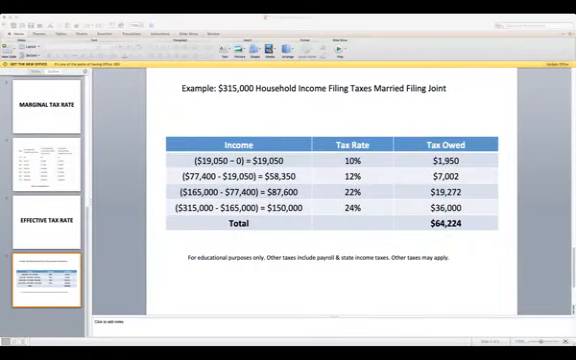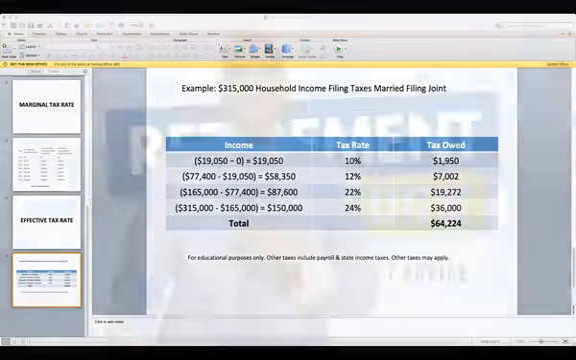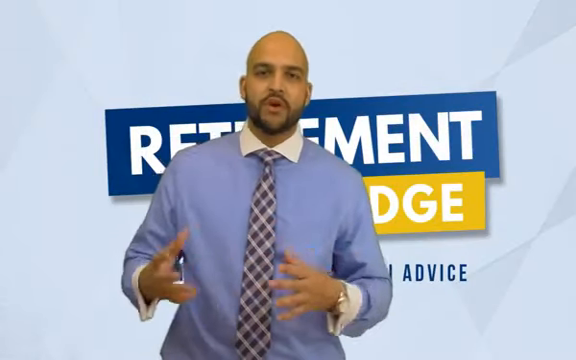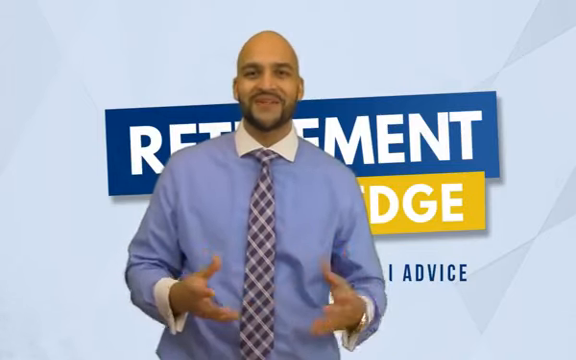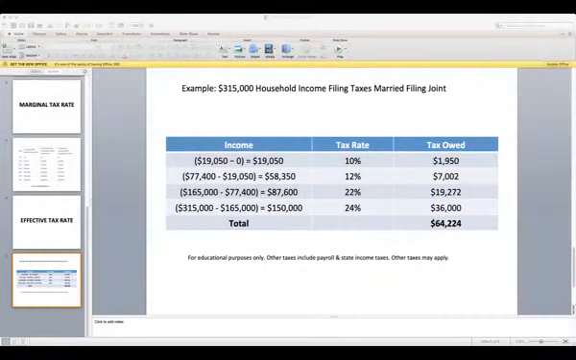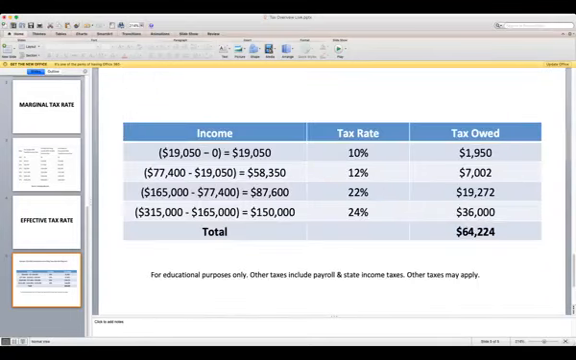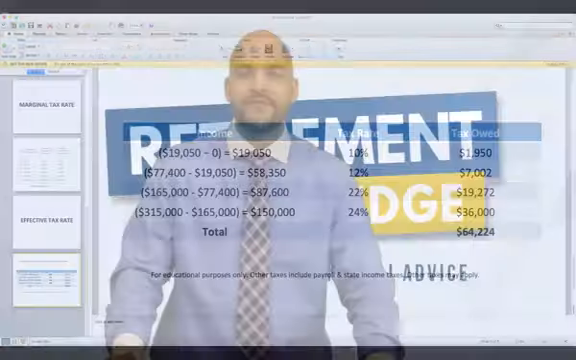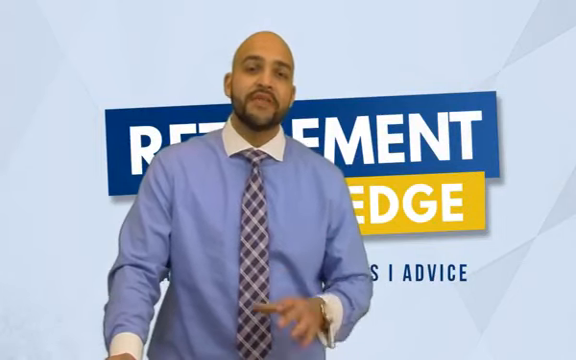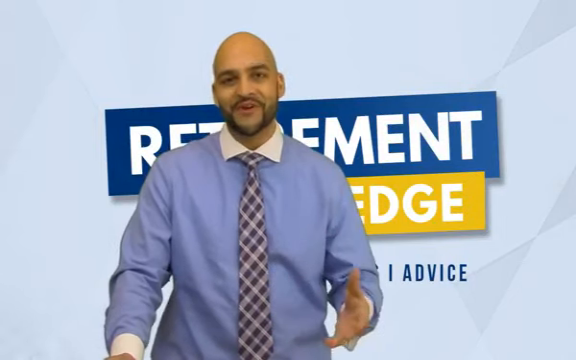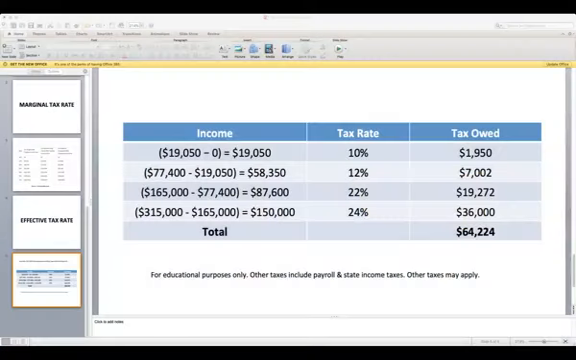So when we look here, we have a household that has earnings of $315,000. This is a household that is married, filing jointly. So that means husband and wife combined, they have $315,000 of taxable income. For the first $19,050, these folks are actually going to pay a tax rate of 10%. So that means that on the first $19,050, they're going to pay $1,950 in taxes.